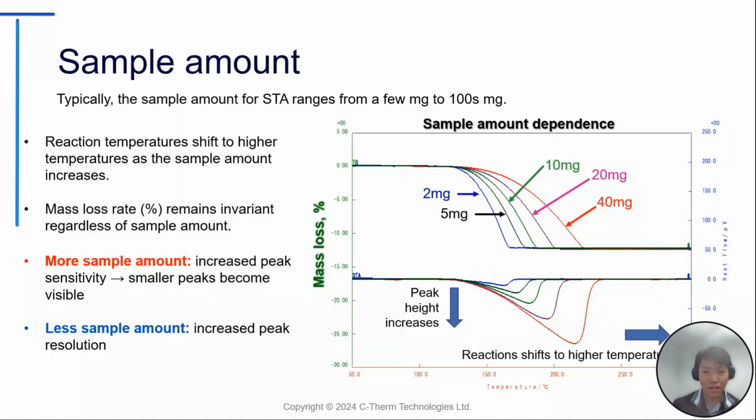So if you would like to increase peak sensitivity, or in other words, if you'd like to look at more minute reactions, you might want to increase the sample amount. And if you are expecting very rapid thermal events happening in a temperature range, or you would like to increase the peak resolution, it might be more optimal to use less sample.